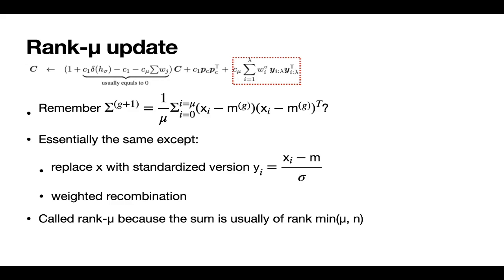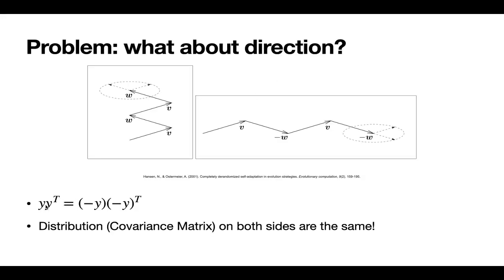But there is a problem to this rank mu update, which is that it is based on taking the dot product between a vector and its own transpose. And I like to call this calculation the quote-unquote dot product square. And this calculation, this dot product square, is actually insensitive to sign. So y dotted with y transpose is equal to negative y dotted with negative y transpose. And in order to see why this presents a problem for the covariance matrix update, let us consider 2 different sequences of update vectors.